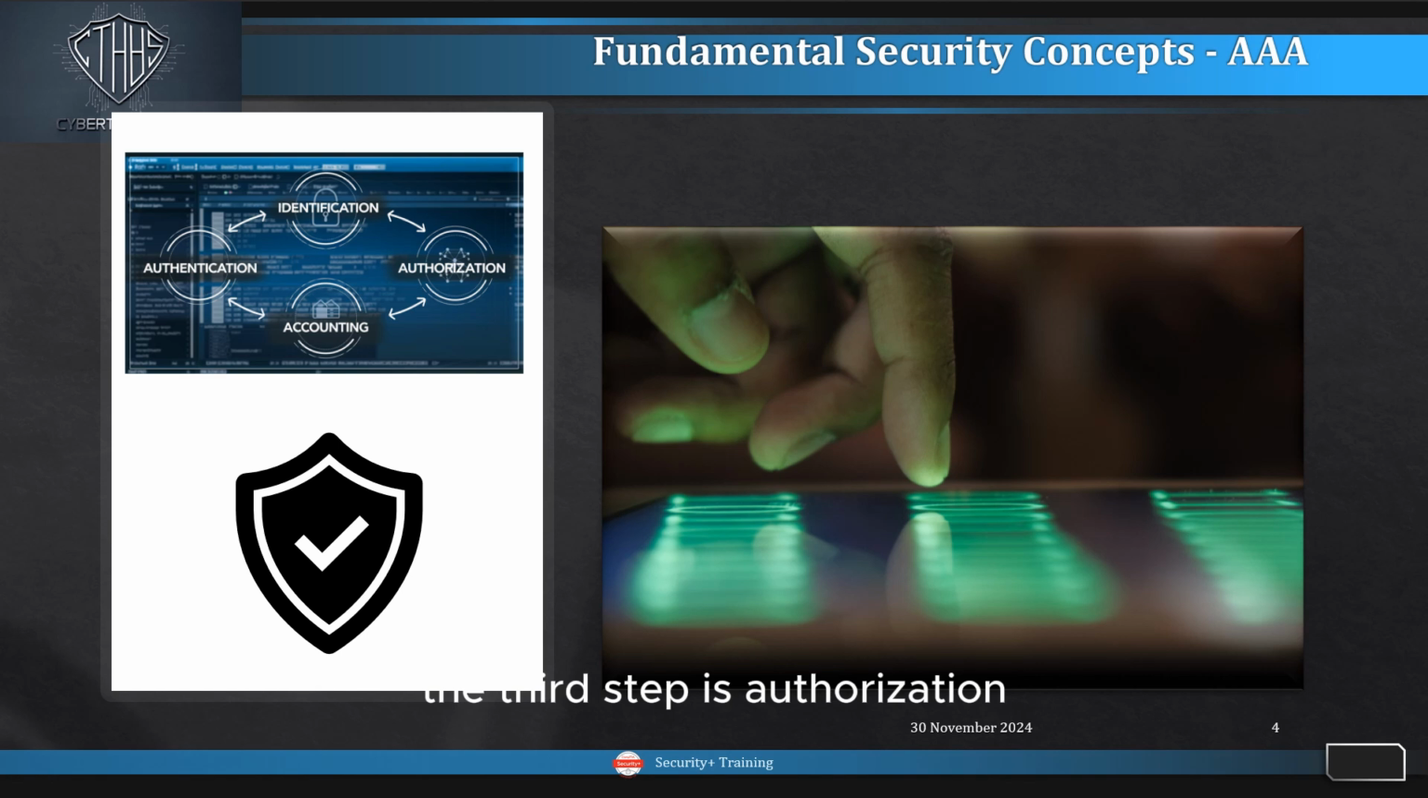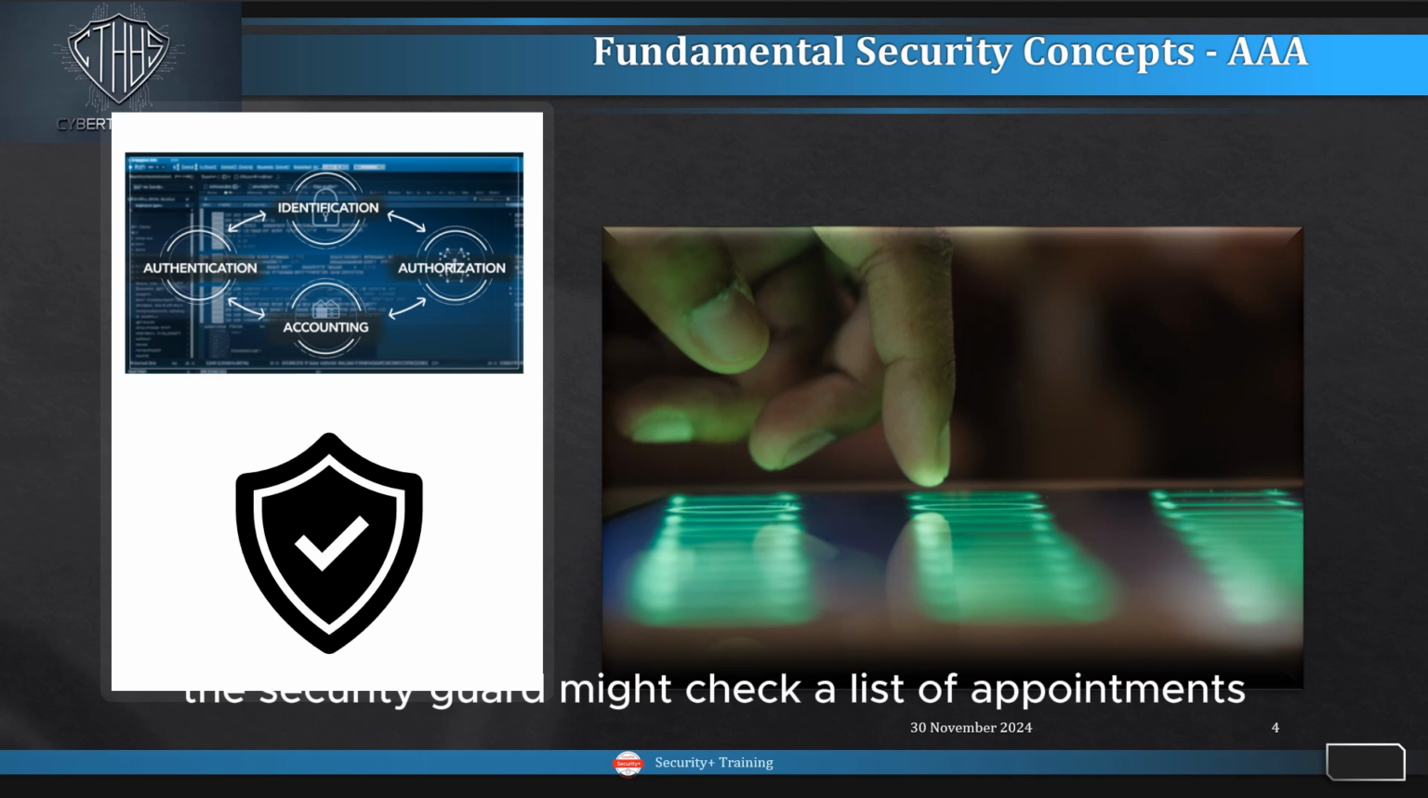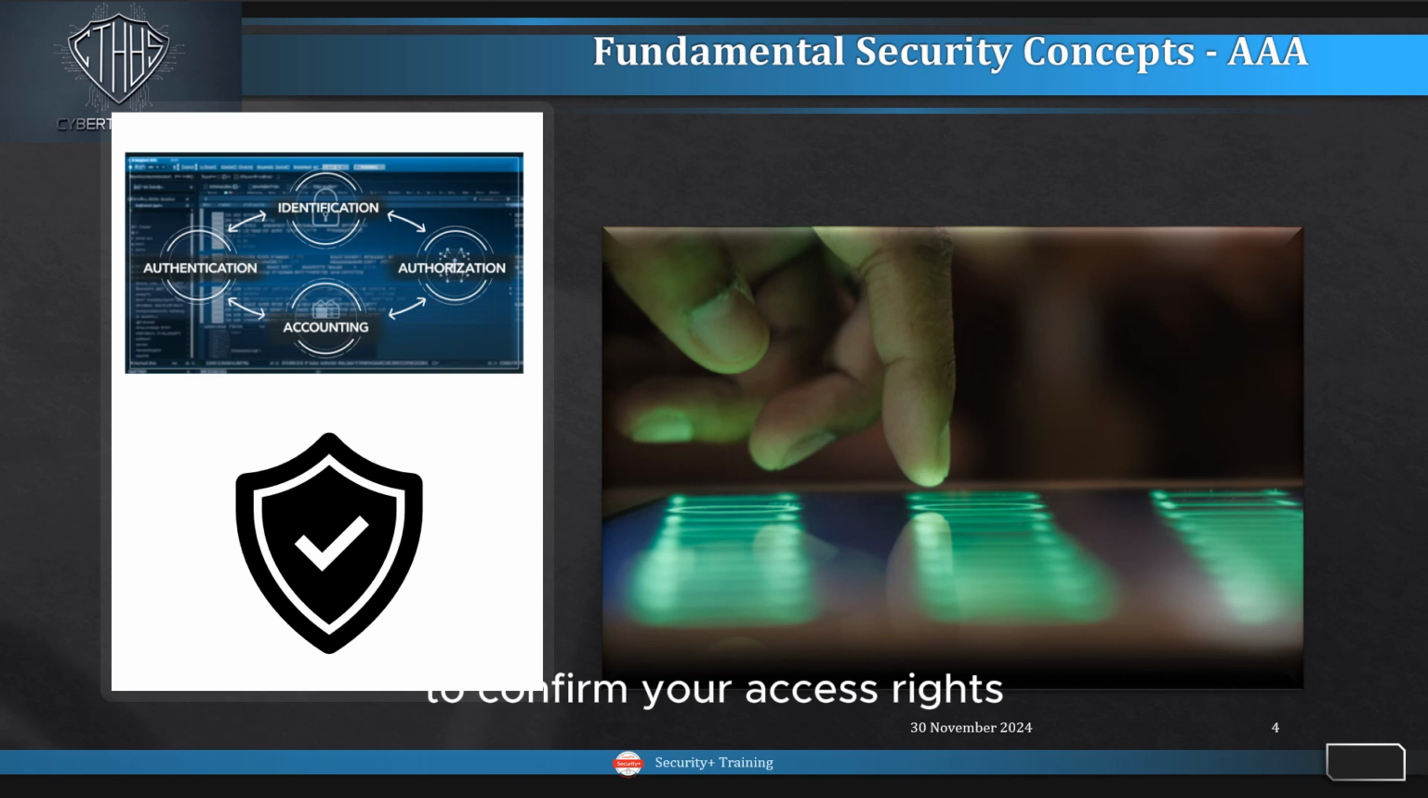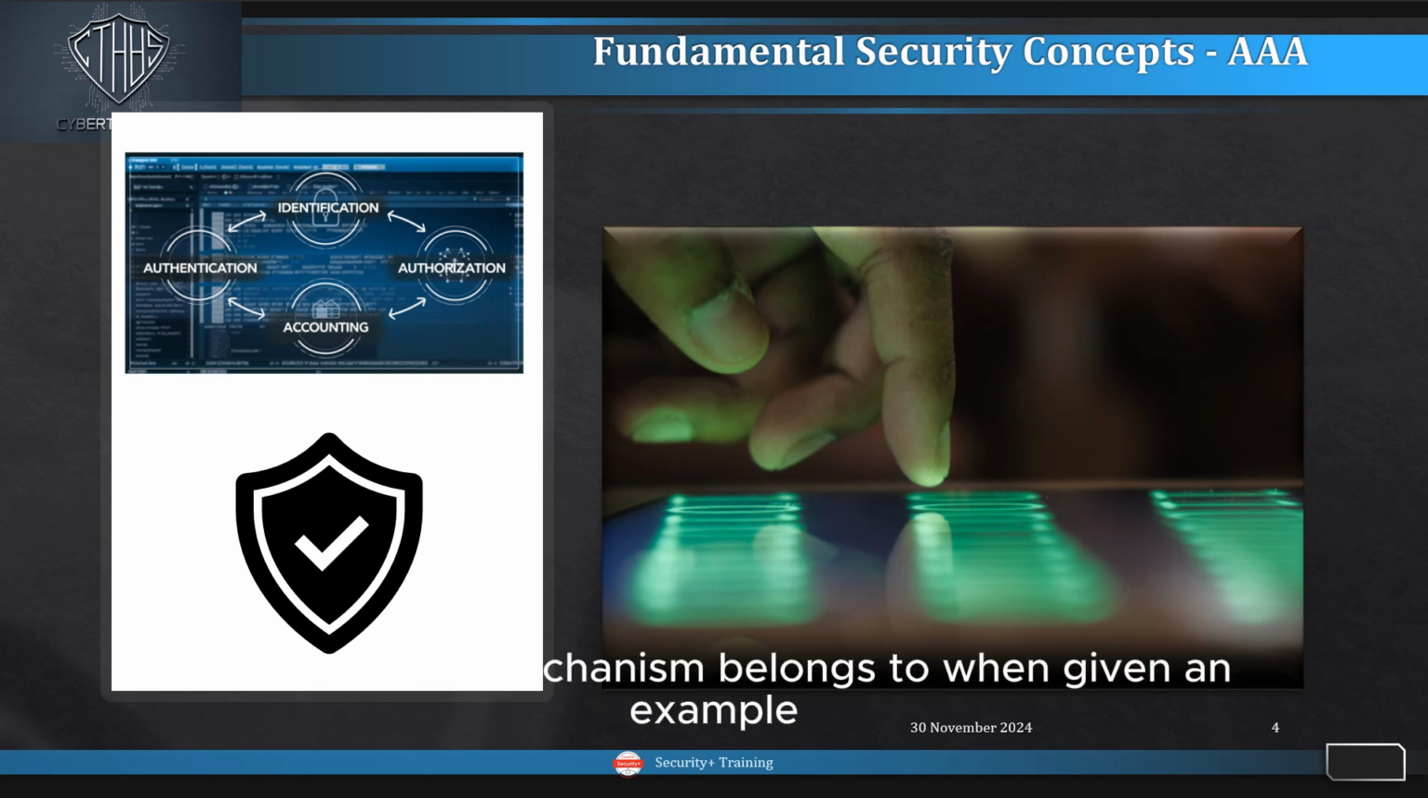The third step is authorization. It ensures the person can access the system or area. For instance, the security guard might check a list of appointments to confirm your access rights. It's essential for exam preparation to distinguish between identification and authentication clearly. You should be able to identify which phase a mechanism belongs to when given an example.